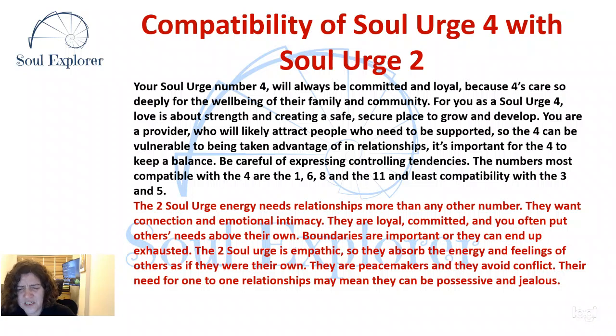Like I said, the only concern I can find is the emotional availability of the 4. But as long as the 2 understands that the soul urge 4 might at times be a little emotionally unavailable, and the soul urge 4 realises that the soul urge 2 might at times want the attention of the 4, then you can compromise on that. There's no reason why it can't work.